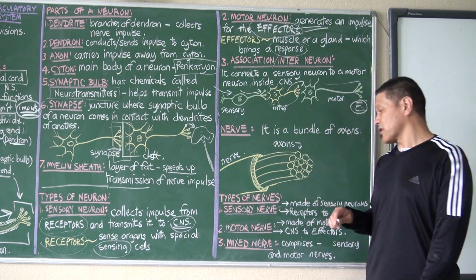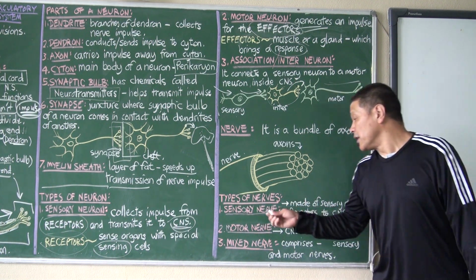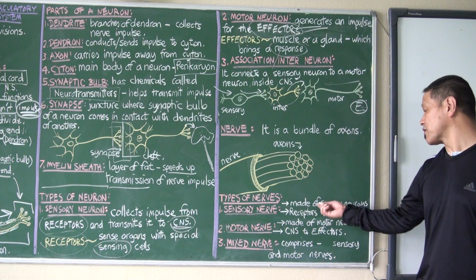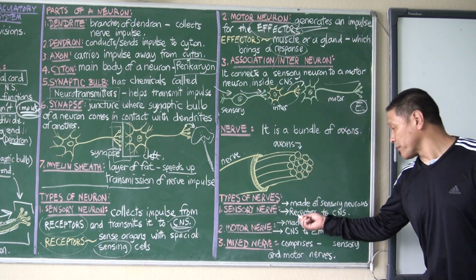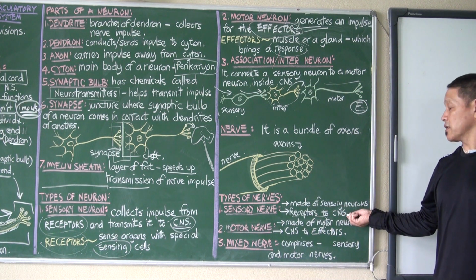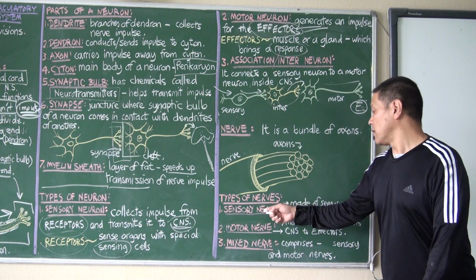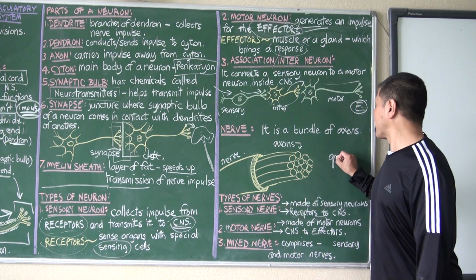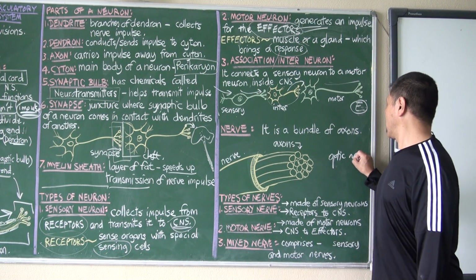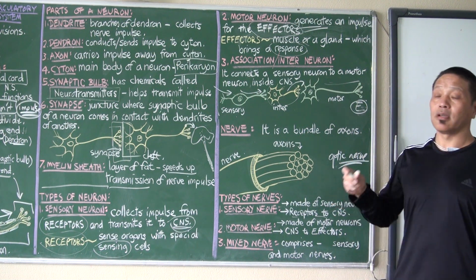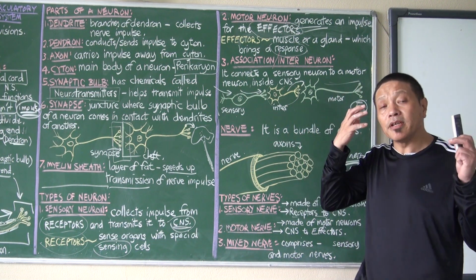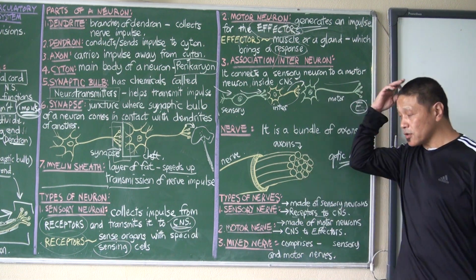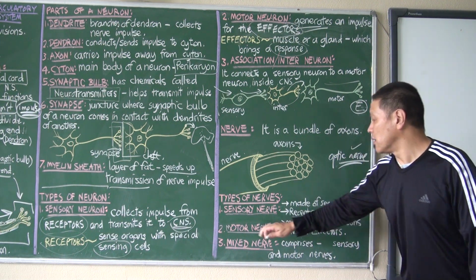Types of nerves. There's just basically three types again. Sensory nerves, which are made up of sensory neurons, and their job is to carry the impulse from the receptors to the central nervous system. For example, a nerve would be an optic nerve that you have in your eyes. It carries the information of the image from the eyes to the brain. So that's a sensory nerve.